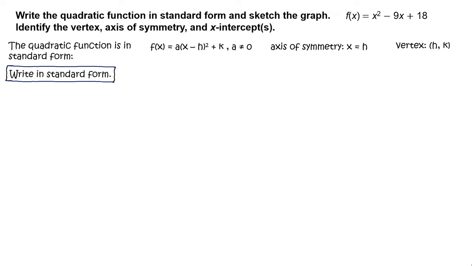First, write the function in standard form. Write the original equation, f(x) = x² − 9x + 18. Subtract 18 from each side of the equation. f(x) − 18 = x² − 9x.